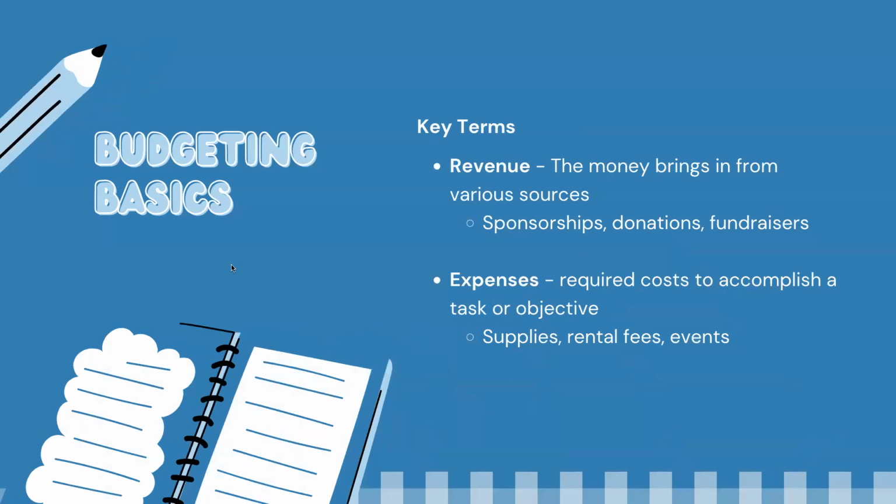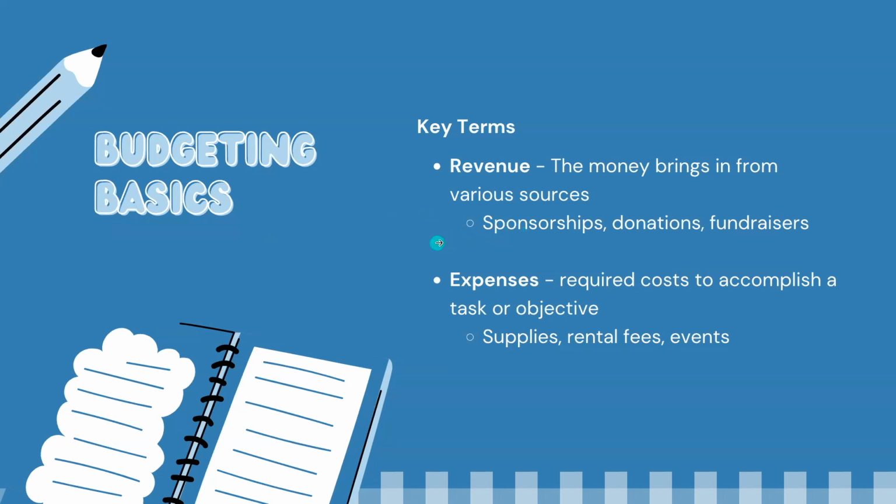Revenue, and the way that we look at this in student involvement and leadership is it's the money that you bring in from various sources. That could be sponsorships, that could be donations, that could be fundraisers. If you're out on the plaza and you're doing a fundraiser or something like that, that is revenue. Any money that you're bringing in from various sources, funding allocations from the different bodies on campus, that's that. And then expenses are the required costs to accomplish your particular task or objective. So think about buying supplies or rental fees or events or travel expenses, those kinds of things. Anything that your group is trying to do and it costs money, that's an expense.